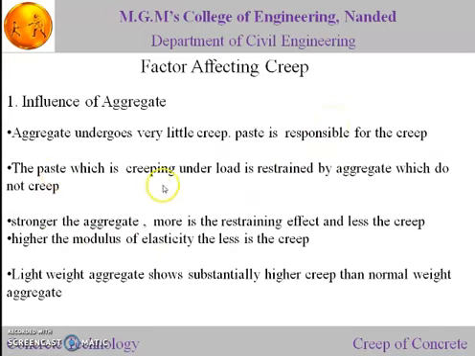Second, the paste which is creeping under the load is restrained by aggregate which does not creep. Due to the presence of aggregate in the concrete, this cement paste which is going to creep is restrained by the aggregate. So we can say that the stronger the aggregate, the more is the restraining effect and the less the creep. The higher the modulus of elasticity of aggregate, the less is the creep. And normally lightweight aggregate shows substantially higher creep than normal weight aggregate.